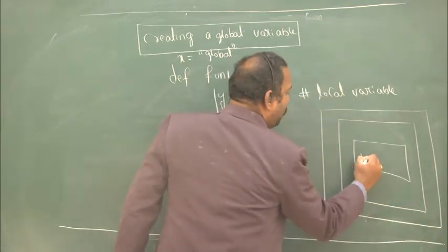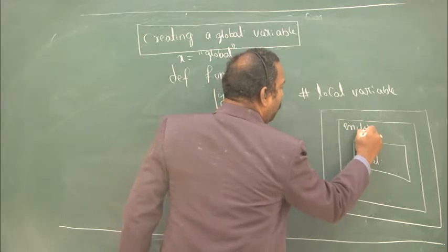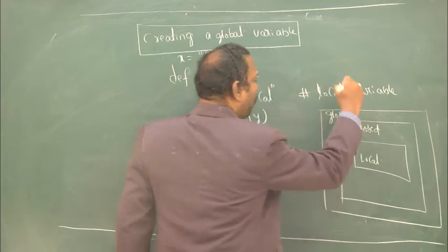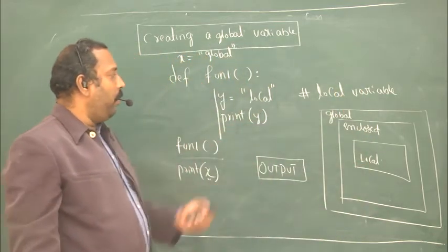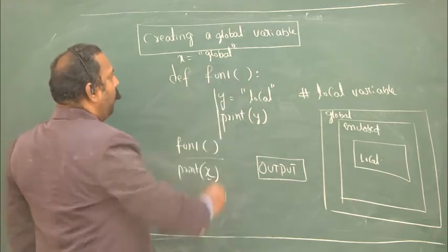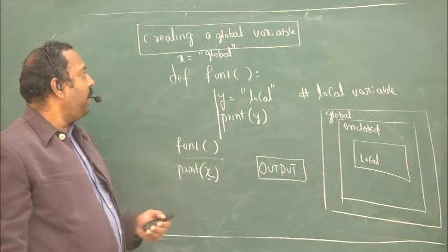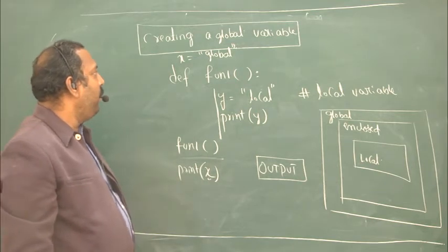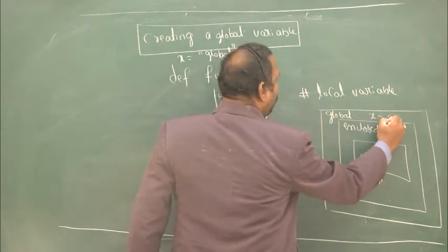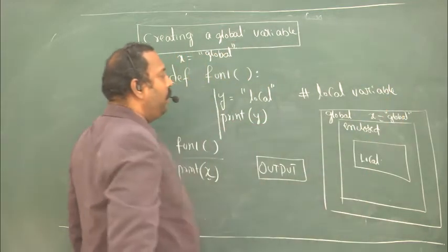You already know the different scopes. First, this is the local scope. This is the enclosed scope. This is the global scope. Outside the global, it is called the built-in scope. So here you see x is global because x is defined outside the function, at the upper level. That's why x will become global. X equal to value is global.